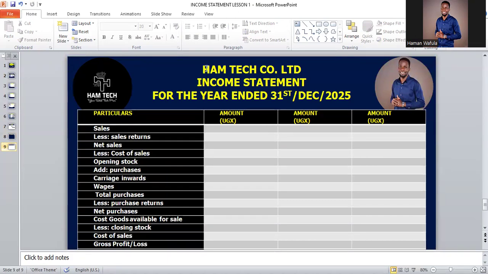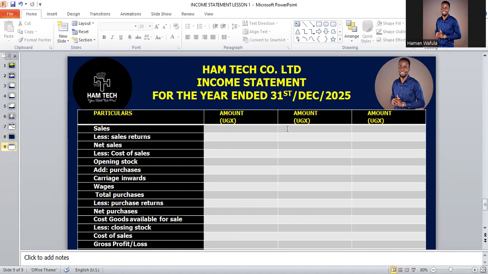This is how you're supposed to write your heading: the name of the business, the statement you're preparing, for the year ended, or you can say for the period ended, then the date I've given you in the question. I already drafted this. Remember, we are looking for gross profit first, and gross profit is net sales minus cost of sales. So you're supposed to first look for the net sales.